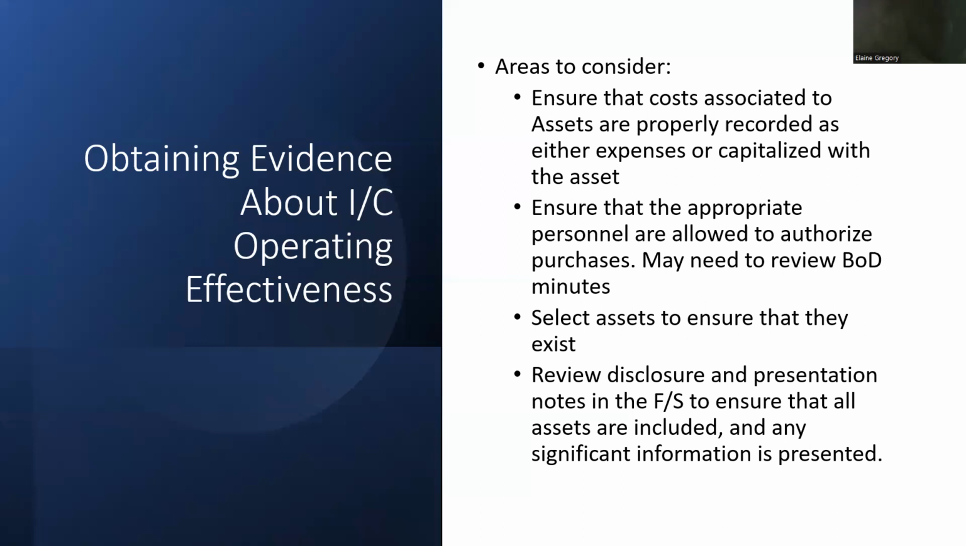So we may need to review the board of director minutes. We want to select certain assets to ensure that they exist. So you're going to go out and test some assets. And you're going to review disclosures and presentations in the financial statement to make sure that all of the assets are included and that any significant information is presented, i.e., gains and losses, asset impairment, maybe situations that occurred that would cause the assets to change. For example, if there was a natural event, such as a hurricane or tornado that wiped out a factory, you'll want to be sure you disclose all that information.